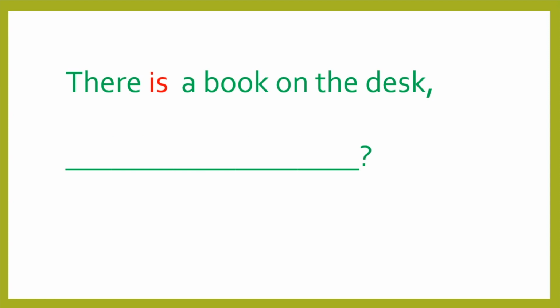There is a book on the desk. The answer is, isn't there? Here, please pay attention to this sentence structure. Although the subject in the main sentence is a book, when you see a sentence that starts with there is or there are, the tag question is isn't there or aren't there.